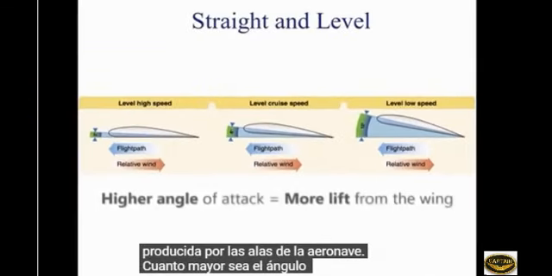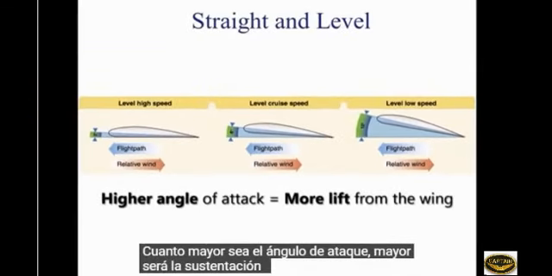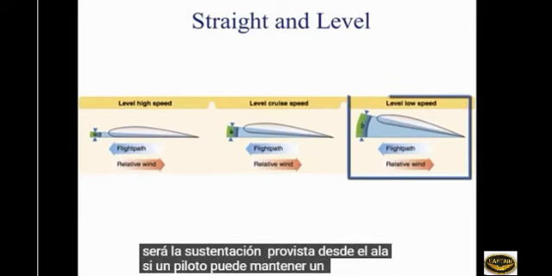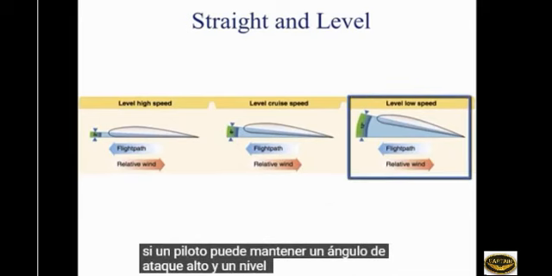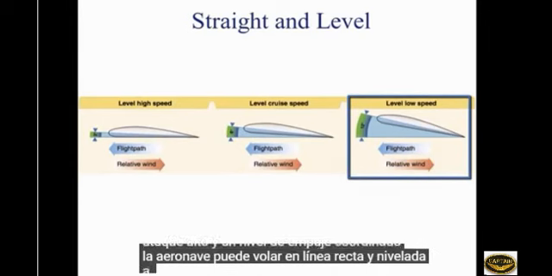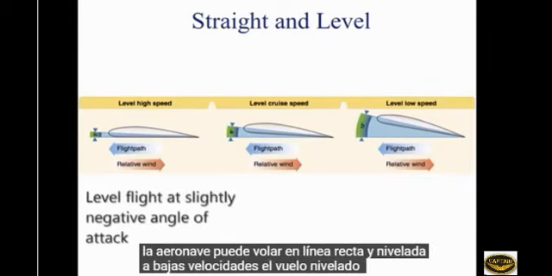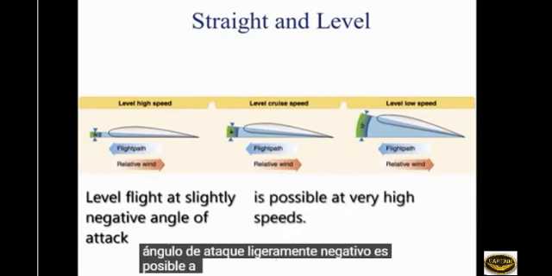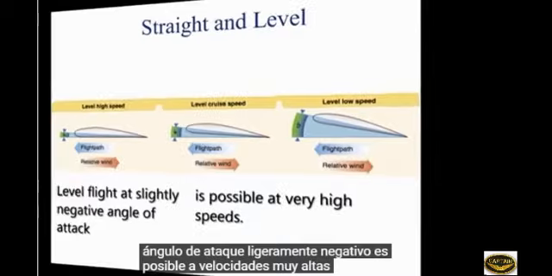The higher the angle of attack, the more lift is provided from the wing. If a pilot can maintain a high angle of attack and a coordinated thrust level, the aircraft can fly straight and level at low speeds. Level flight at even slightly negative angle of attack is possible at very high speed.